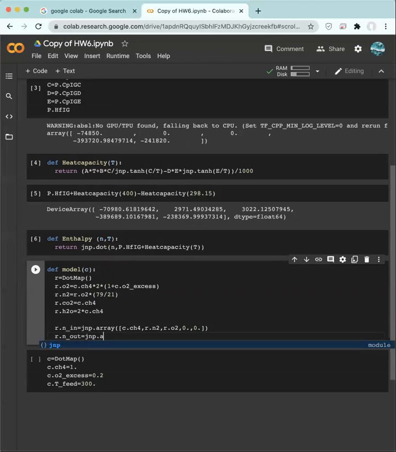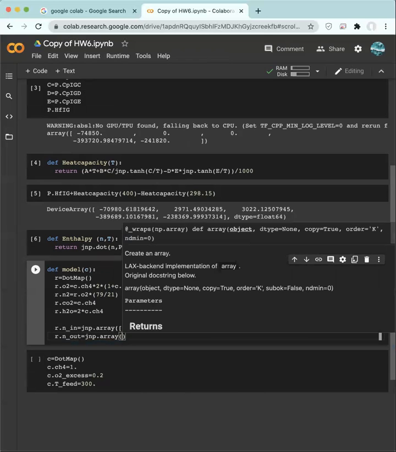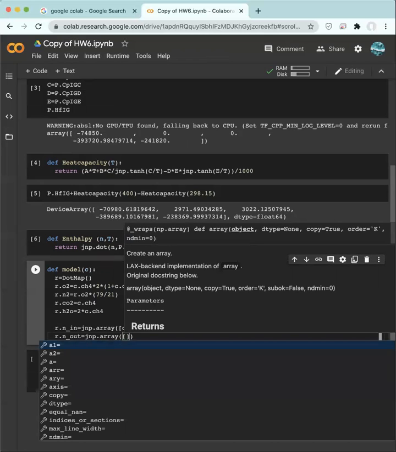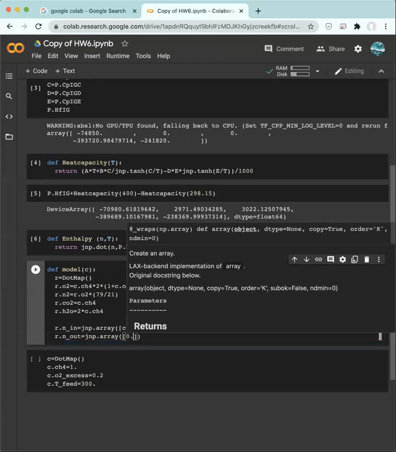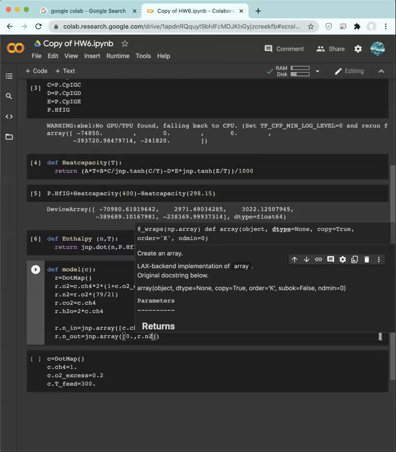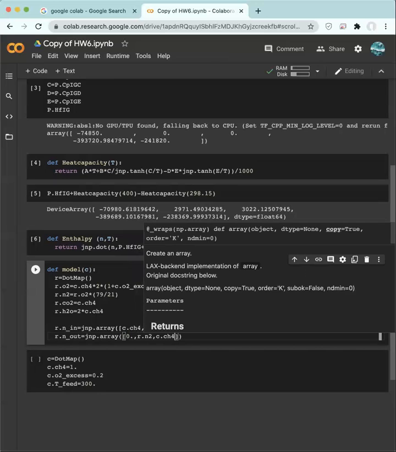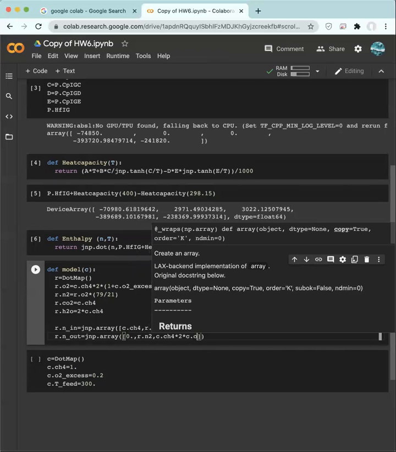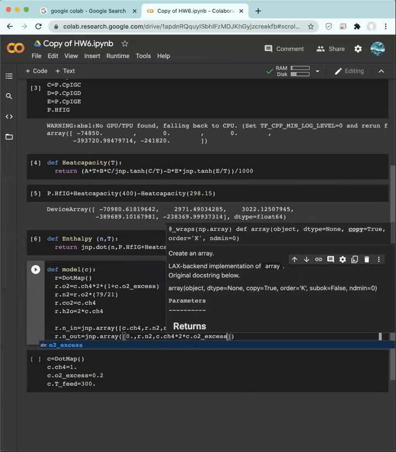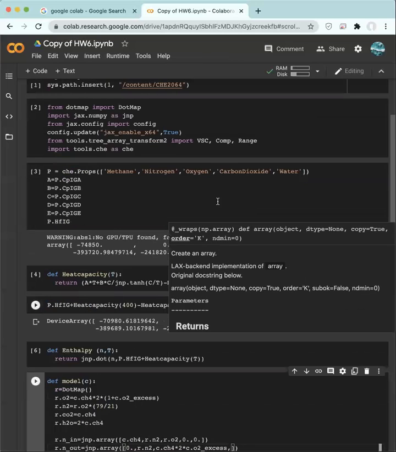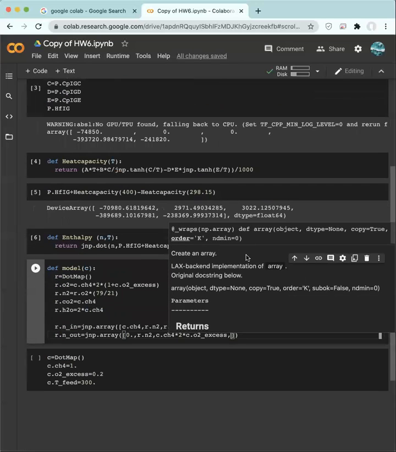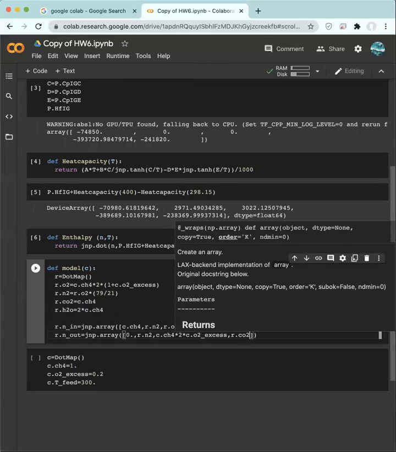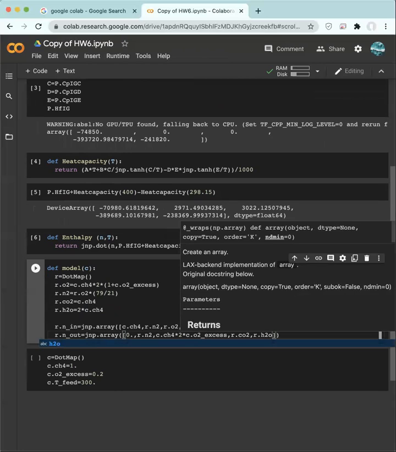And now we're going to talk about the moles coming out. So that's also going to be an array, and we don't have any CH4 coming out, so we're going to put 0. And then we have R dot N2 coming out. We have C dot CH4 times 2 times C dot O2 excess for the amount of oxygen coming out. We have R dot CO2 coming out, and we have R dot H2O coming out.